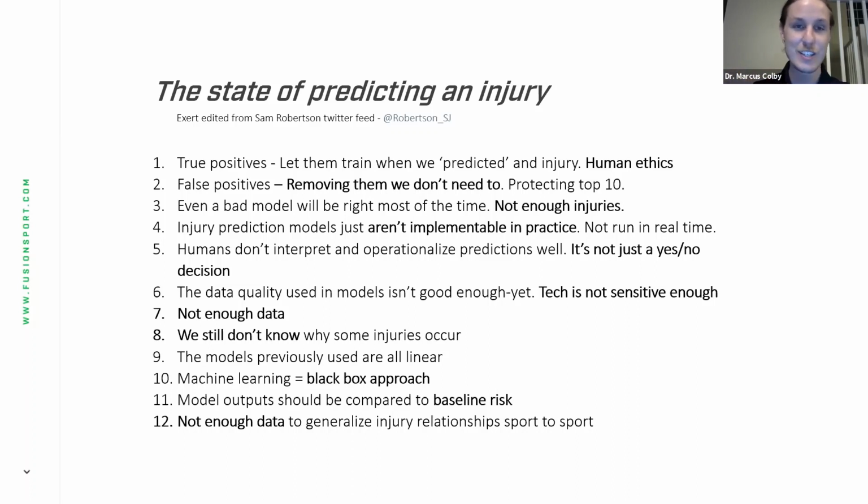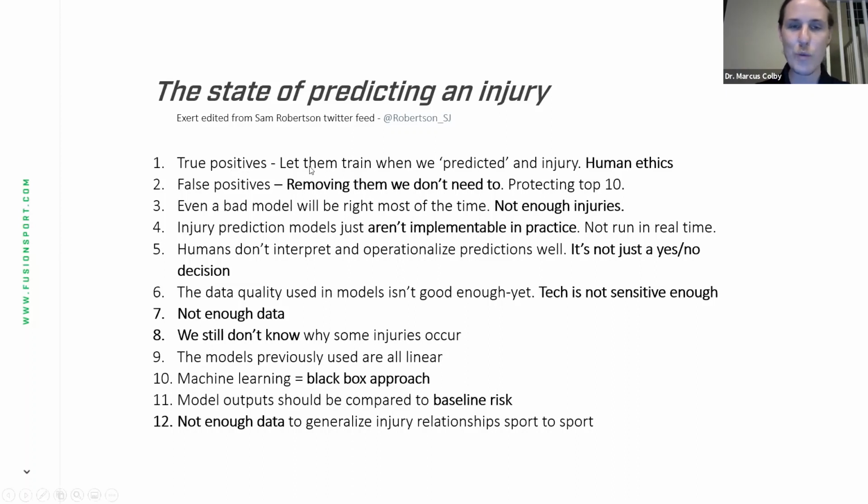This list of items that we're going to discuss quickly is an excerpt from Sam Robinson, someone I really admire in this field. We have the pleasure of working with him across a couple of different domains, and he did a really nice Twitter feed explaining some of the downfalls of the state of injury prediction. This is food for thought, stuff to have a think about when you're trying to go down these avenues. And yeah, some really good discussion points.